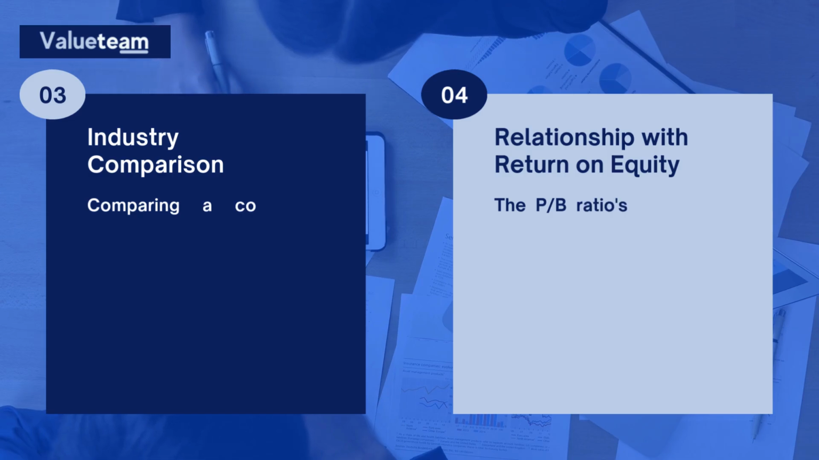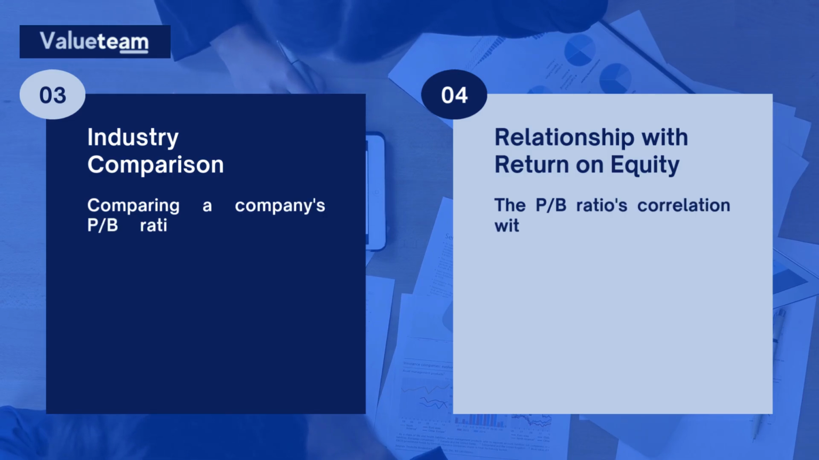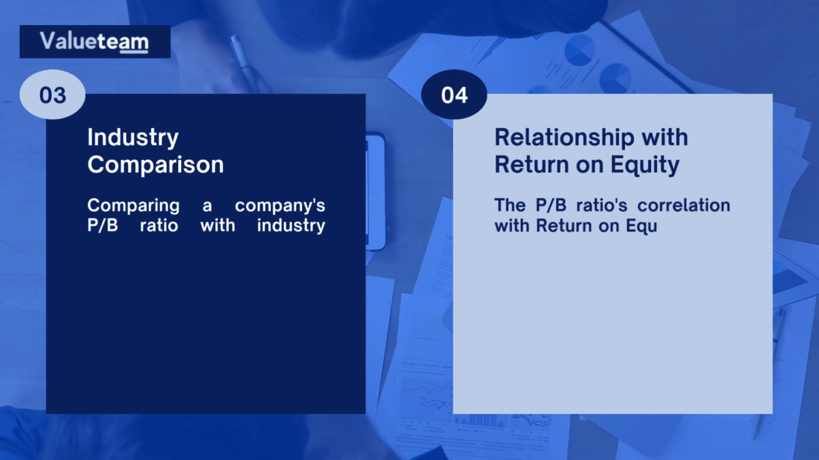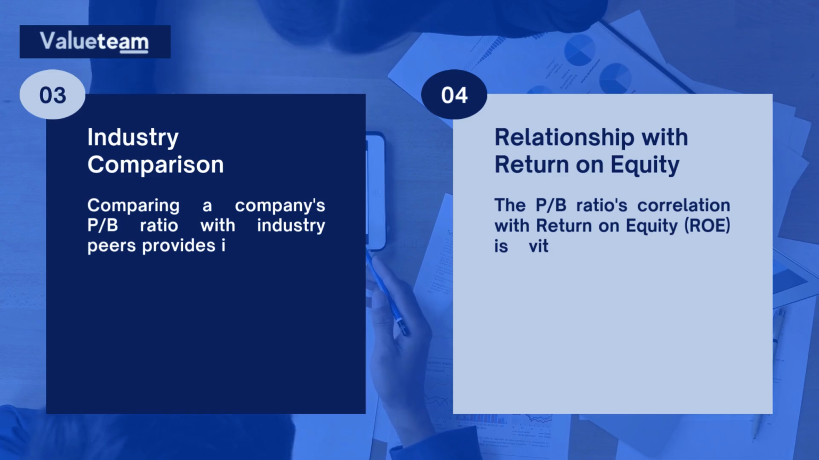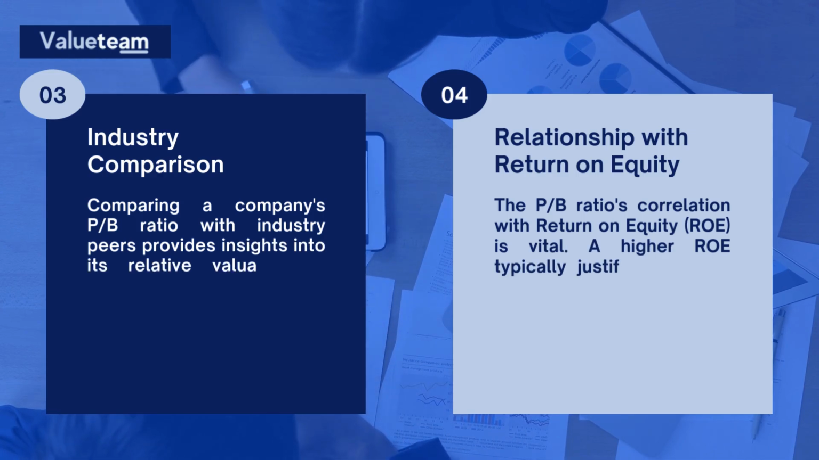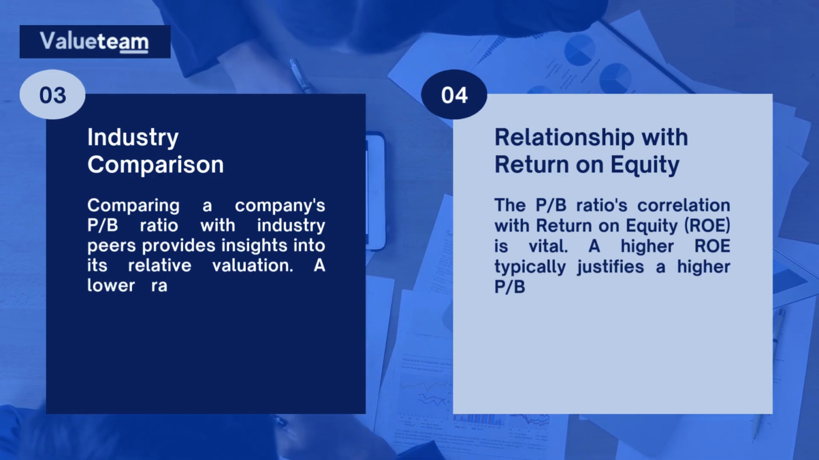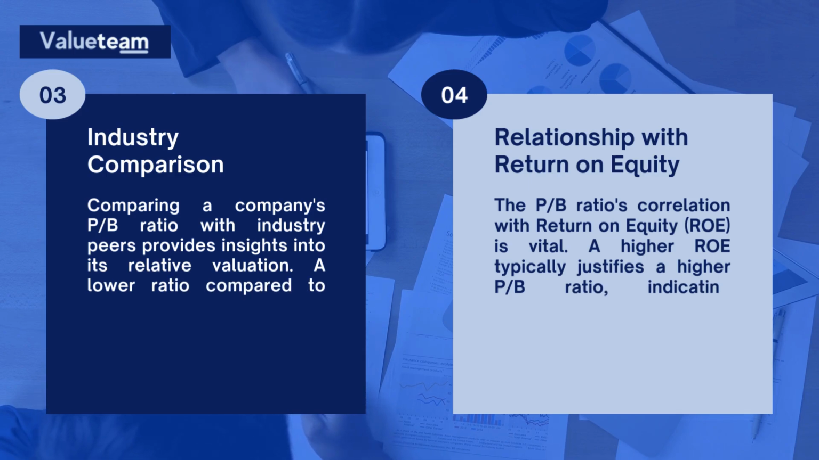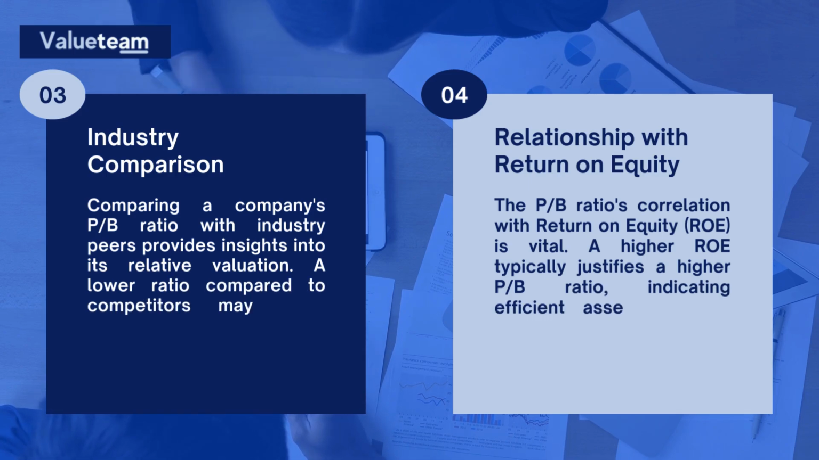Industry comparison. Comparing a company's P/B ratio with industry peers provides insights into its relative valuation. A lower ratio compared to competitors may imply undervaluation, while a higher ratio could indicate overvaluation.